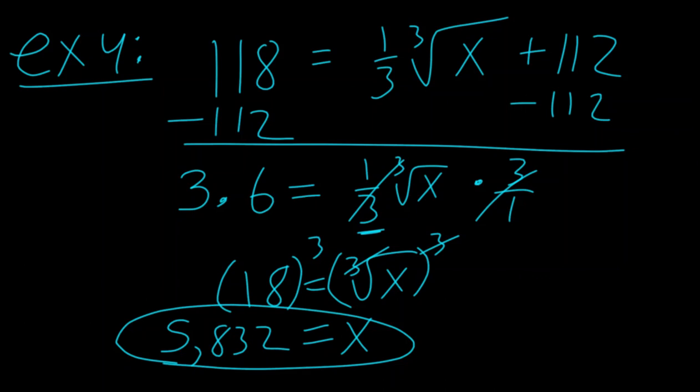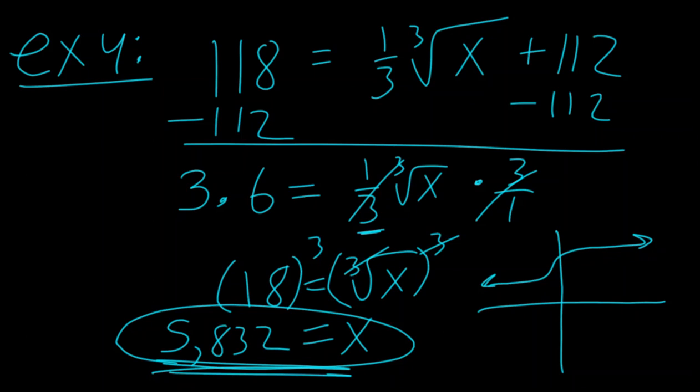All right, I hope this helps. Oh yeah, one last thing, let me just show you kind of what this looks like. So a cube root will always look something like that. And what we're essentially saying is that when x is 5,832 on our x-axis, if you were to go up to this line, it would be at a height of 118 for this specific function being evaluated at a specific point.